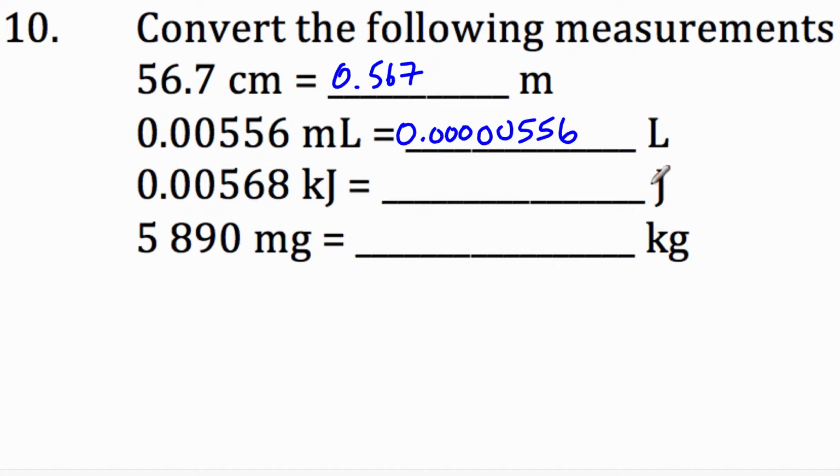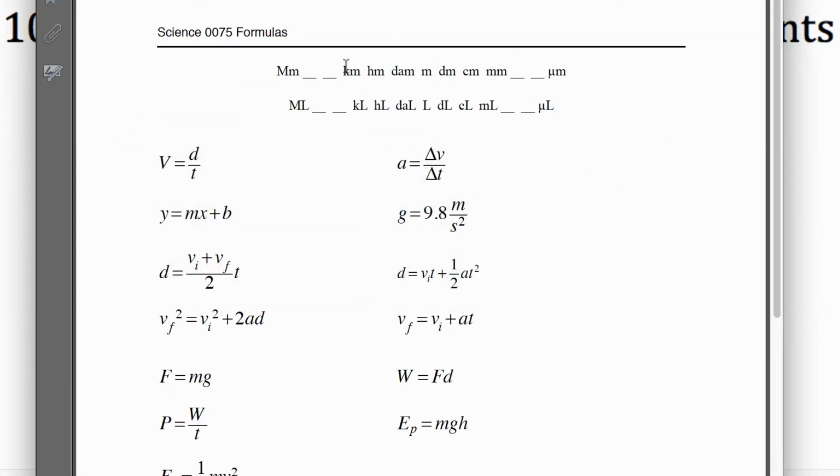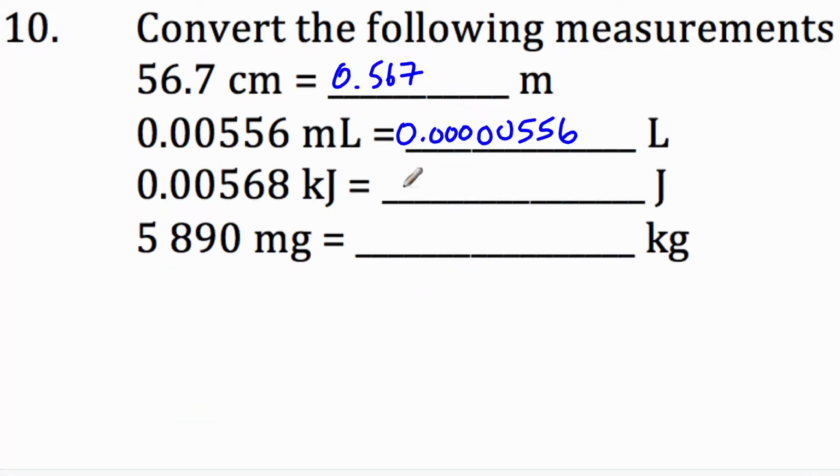Okay, kilojoules to joules. So kilo down to joules, which is the base unit. So it's 1, 2, 3 to the right. So I have to move this 3 to the right. 1, 2, 3. 5.68. All right, next one, milligrams to kilograms.